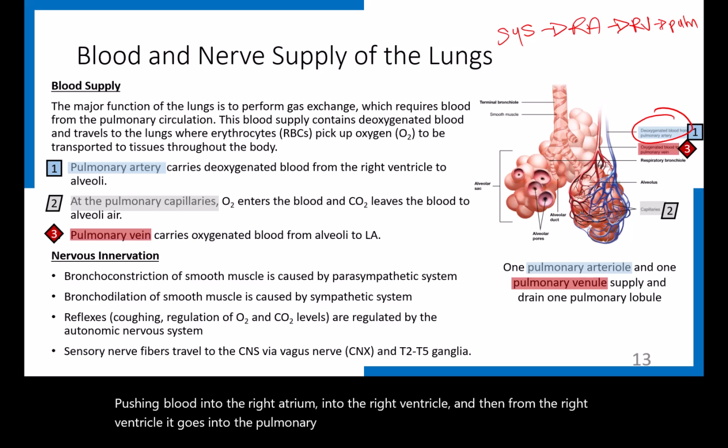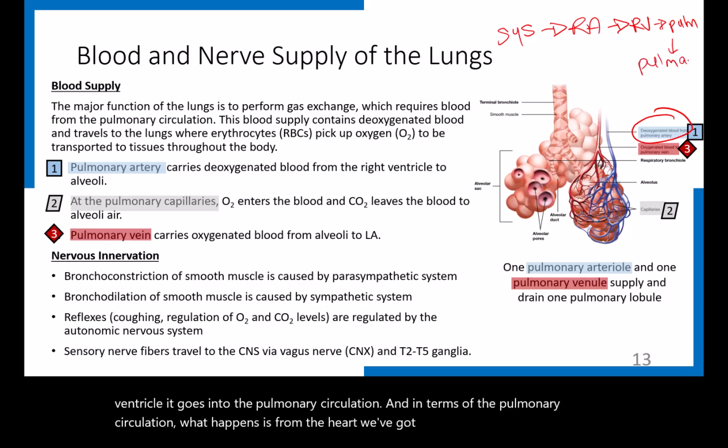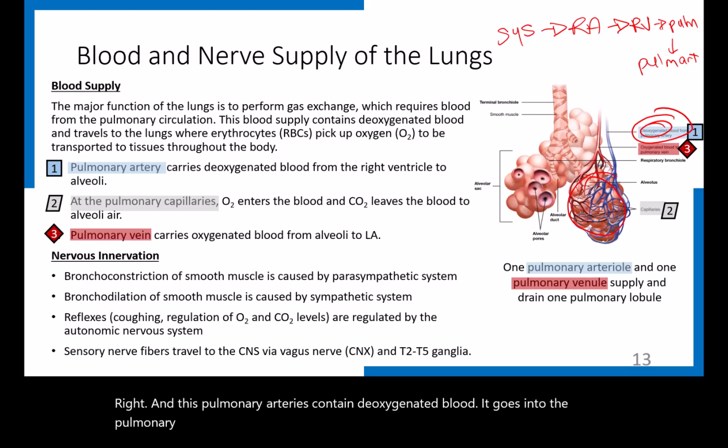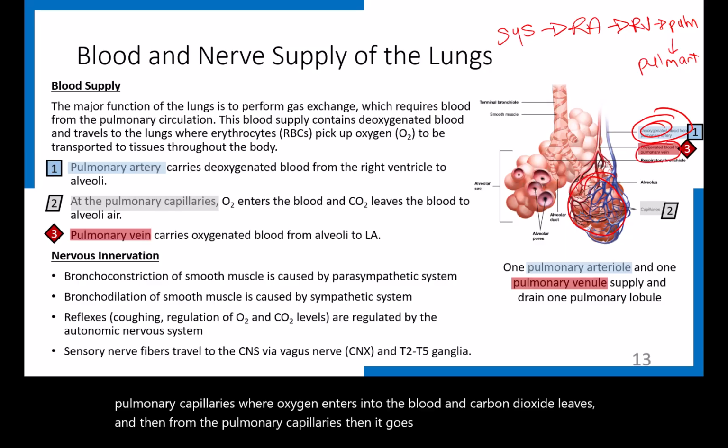And in terms of the pulmonary circulation, what happens is from the heart we've got pulmonary arteries, right? And these pulmonary arteries contain deoxygenated blood. It goes into the pulmonary capillaries, where oxygen enters into the blood and carbon dioxide leaves. And then from the pulmonary capillaries, it goes into the pulmonary venous system.